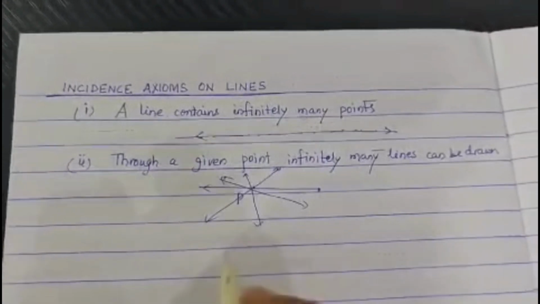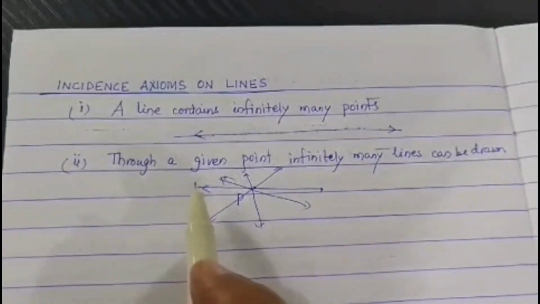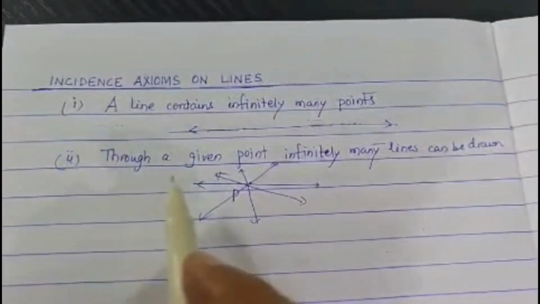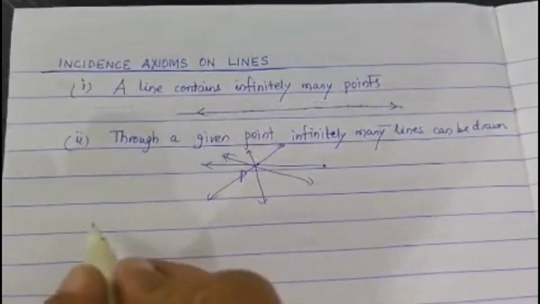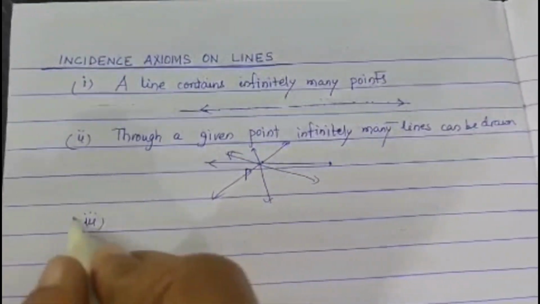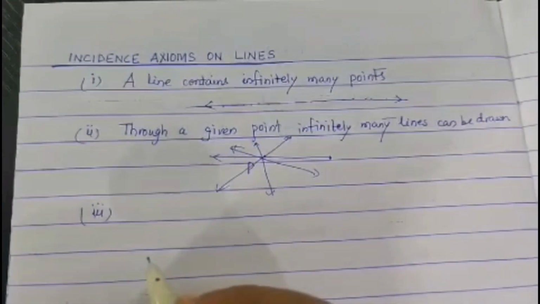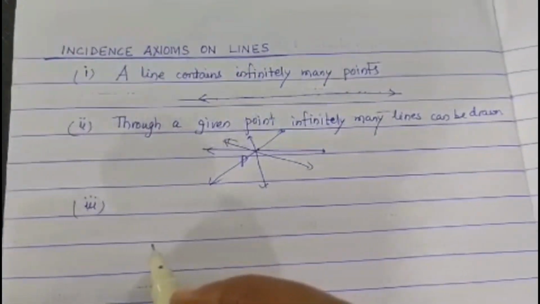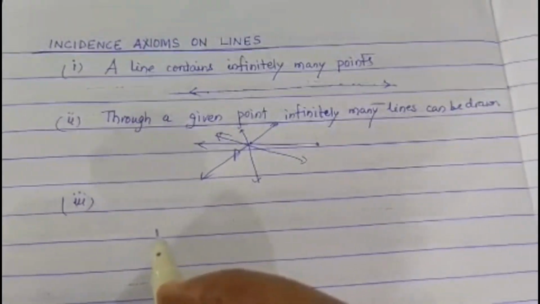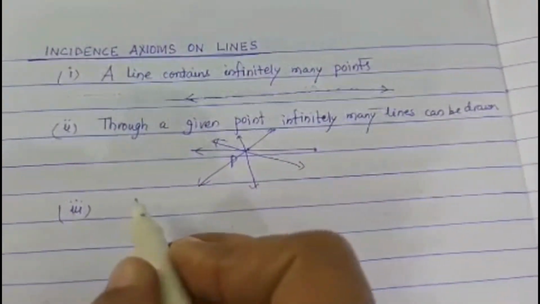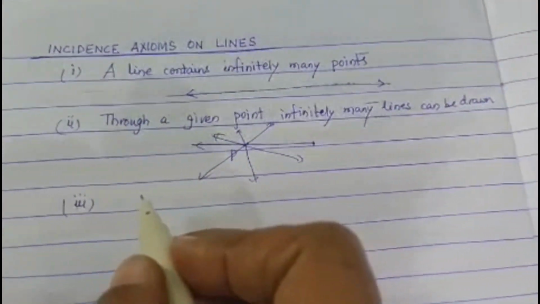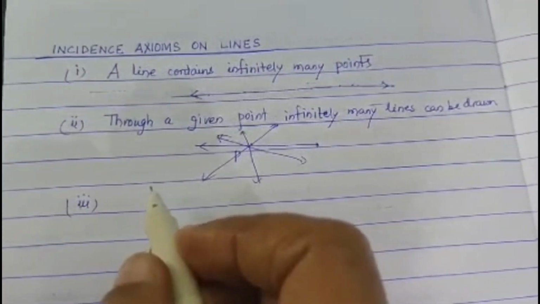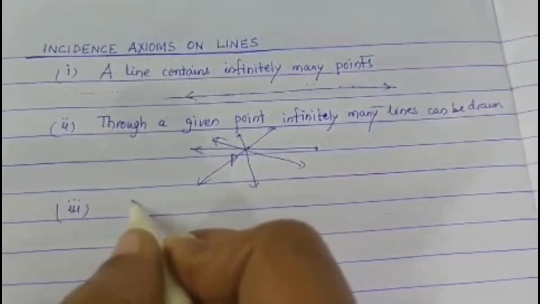So this is what is given in the second axiom of incidence axioms on lines, that through a given point infinitely many lines can be drawn. Now let us check the third one. The third one you also know. It is that there is only one line which can be drawn through 2 points. That means one and only one line can be drawn to pass through 2 given points.